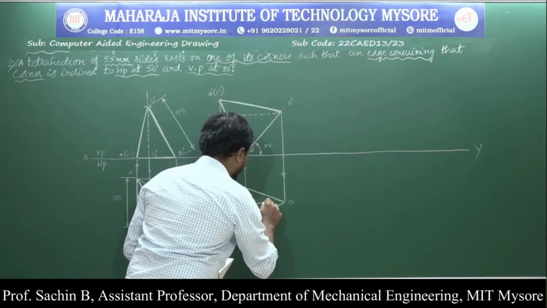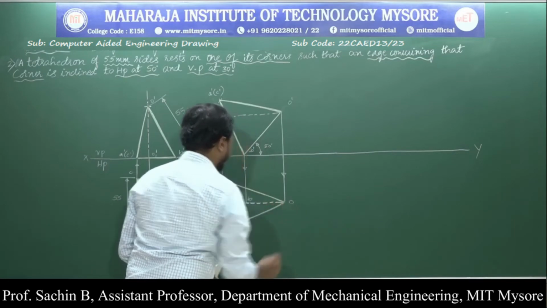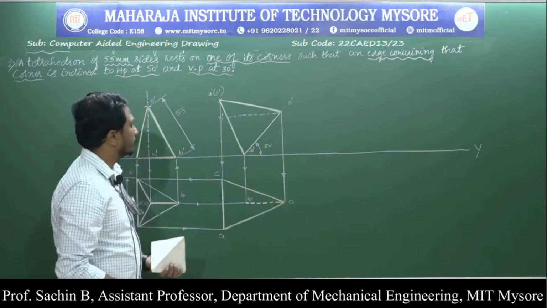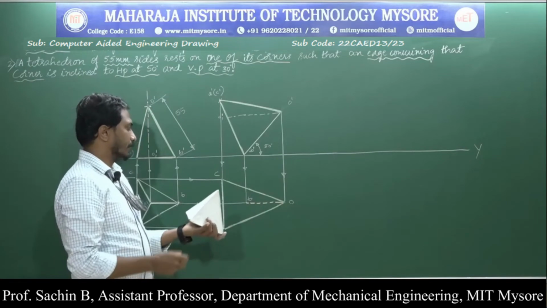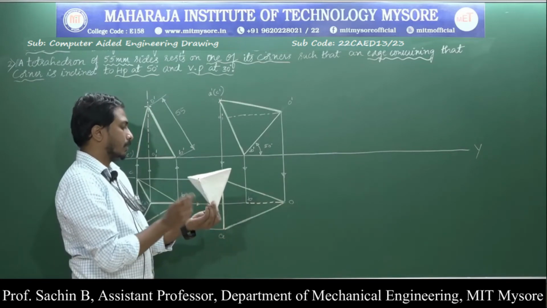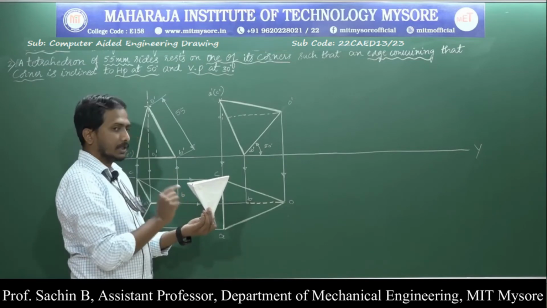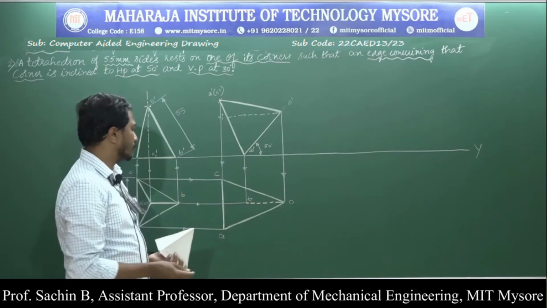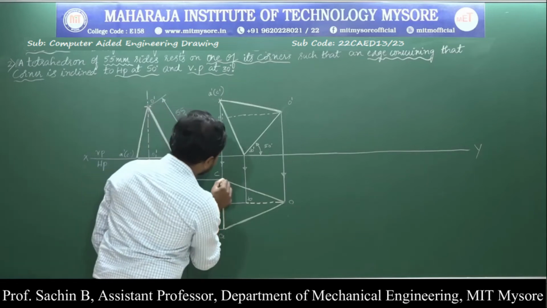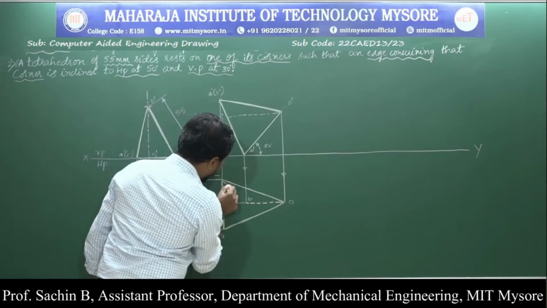I will go for drawing the thin line, hidden line. And one more thing about this face, that is nothing but the resting corner and the B dash to A dash and to C dash. That face is not visible for us. I will go for drawing with the hidden lines.